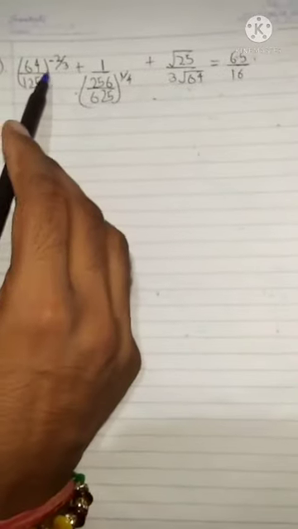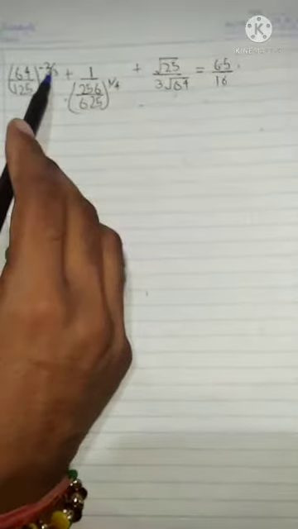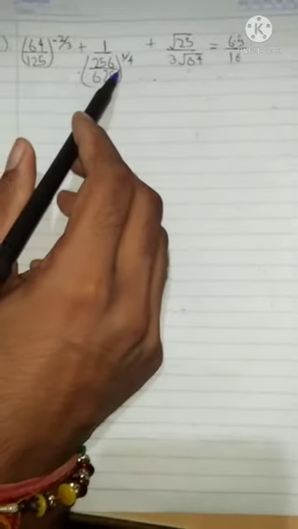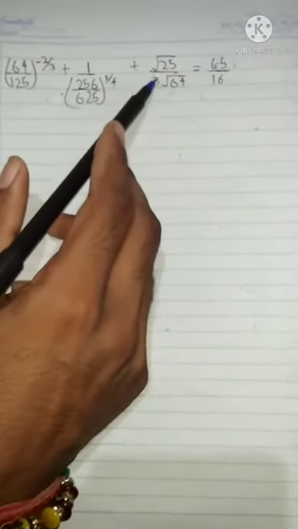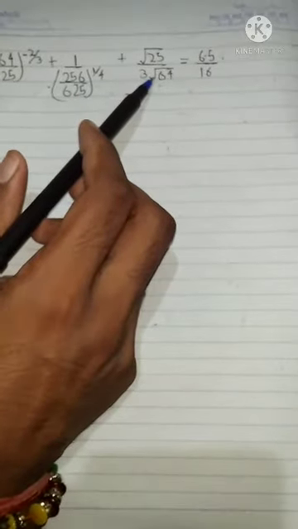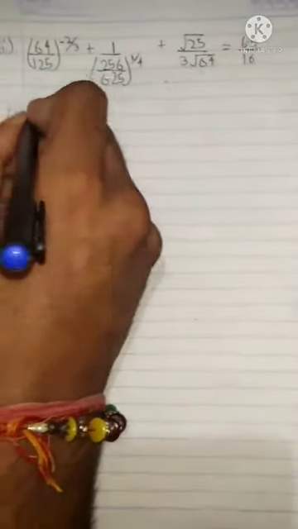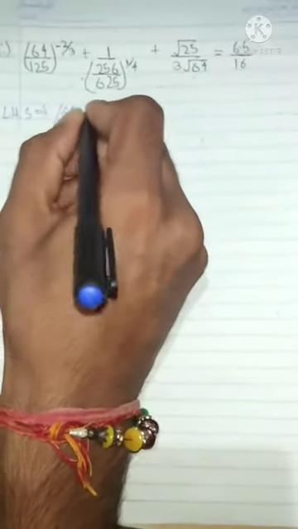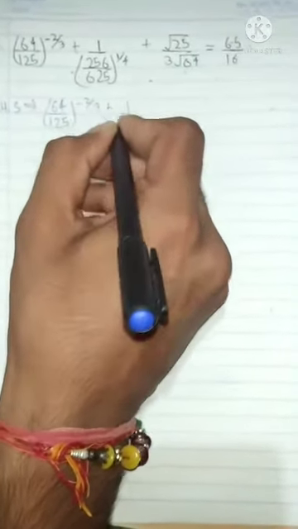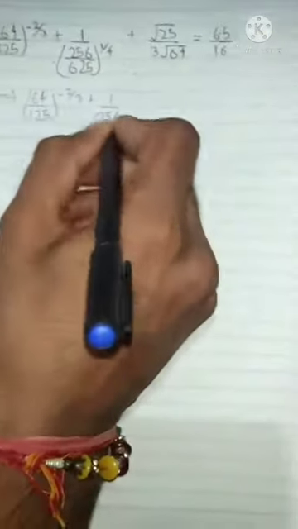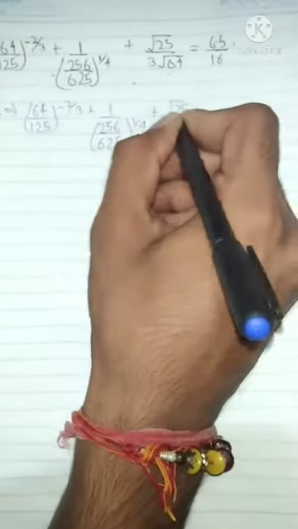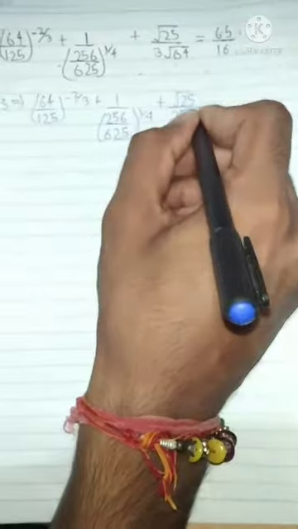Another question is that prove that (64 upon 125) के power minus 2 by 3 plus 1 upon (256 upon 625) के power 1 by 4 plus root 25 upon cube root of 64 equal to 65 upon 60. LHS, first write LHS. Given (64 upon 125) के power minus 2 by 3 plus 1 upon (256 upon 625) के पावर 1 by 4 plus root 25 upon cube root of 64.